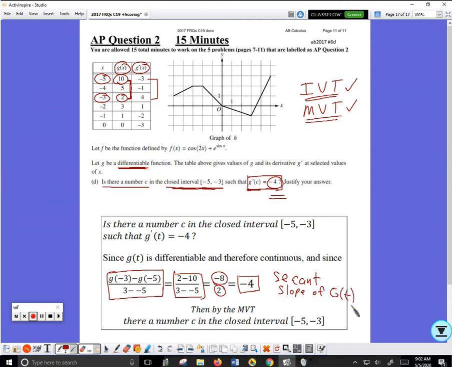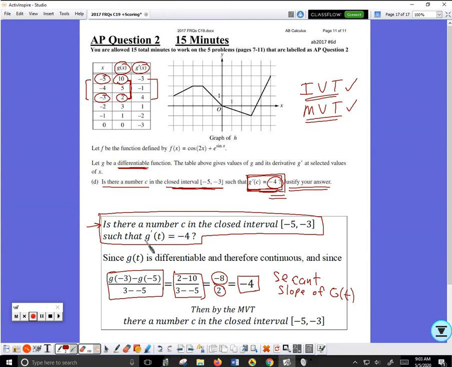The mean value theorem says if there's a secant slope on G over some interval that has a value of -4, then there will be a tangent slope on G that also equals -4. To justify it, here's what you have to have. So this is the question. You don't have to write this again. Is there a number C in the closed interval? I just put that because it reminded me of both the mean value theorem and the intermediate value theorem. This is a good problem to talk about both.